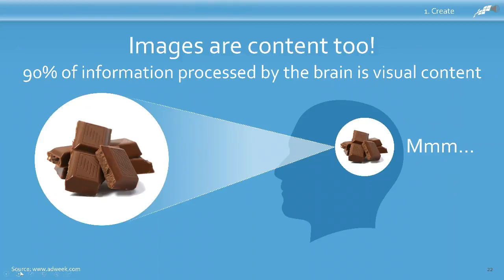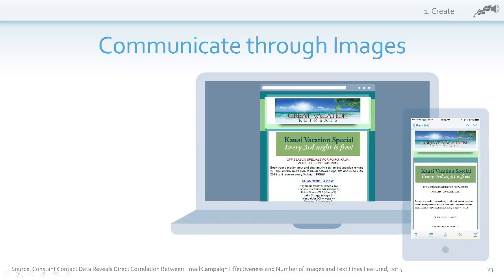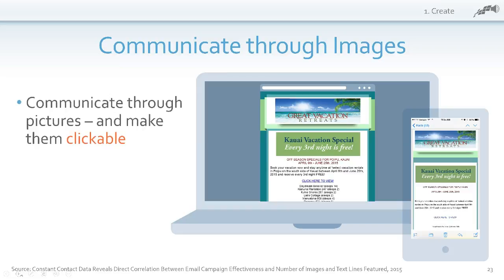Almost anyone with a smartphone has the ability to shoot high-quality photos and videos. And you don't need too much time or a huge marketing budget to create compelling images anymore. You've got the technology right in your pocket. You've heard that a picture is worth 1,000 words. In your email, you can communicate through images as well as text. Turn your images into clickable links so that when your readers click on the image, they will be directed to the action you want them to take.